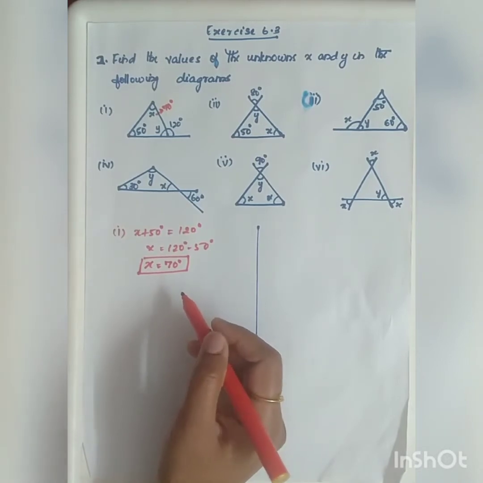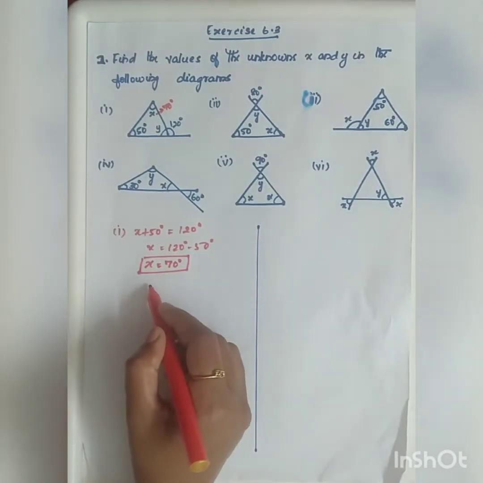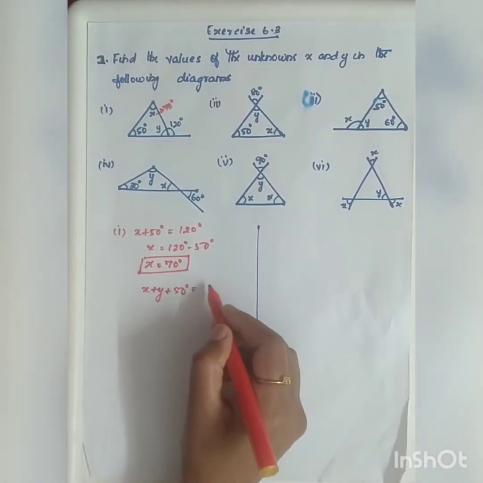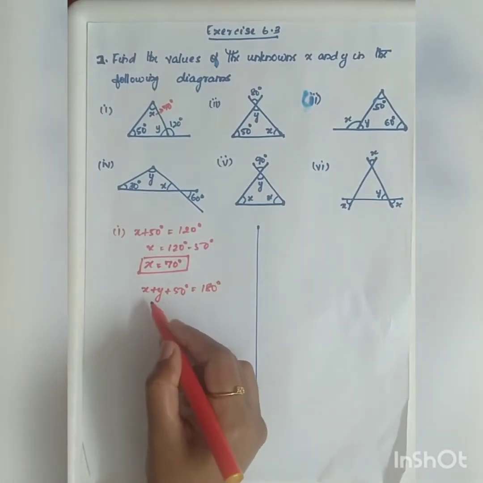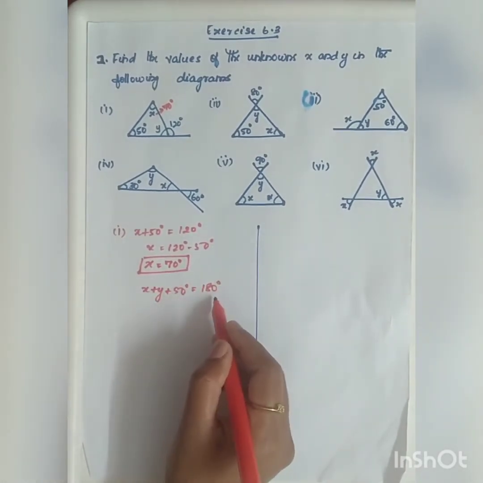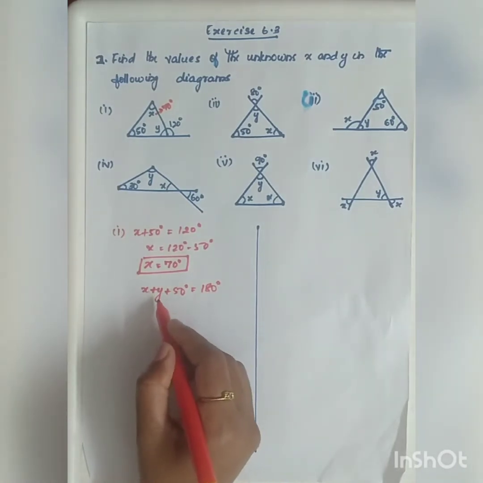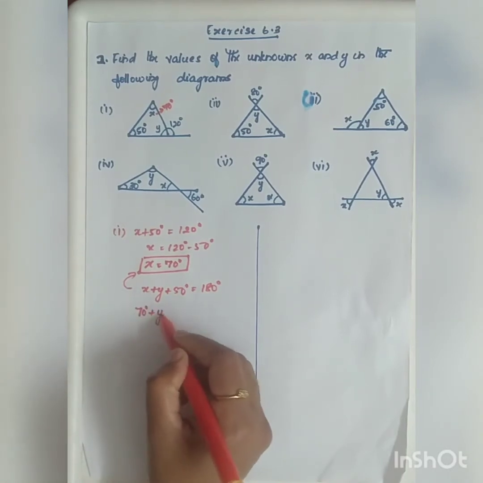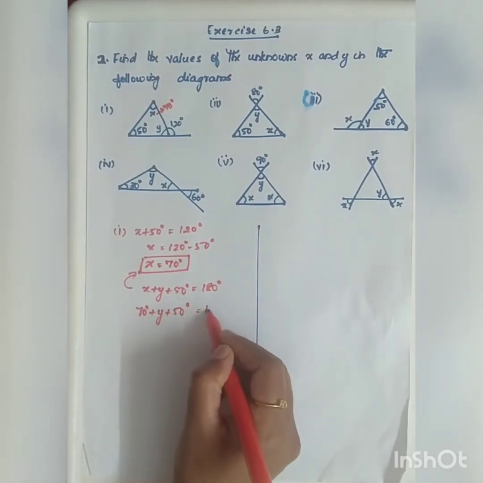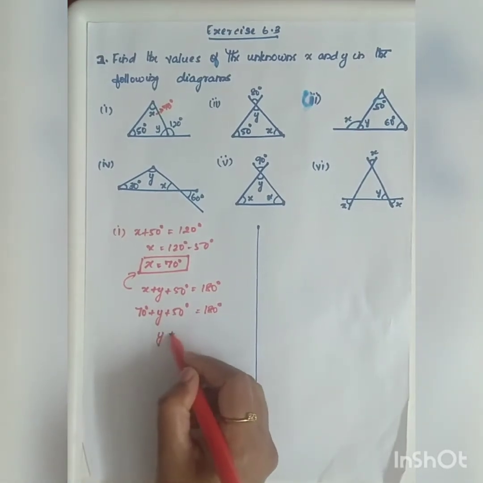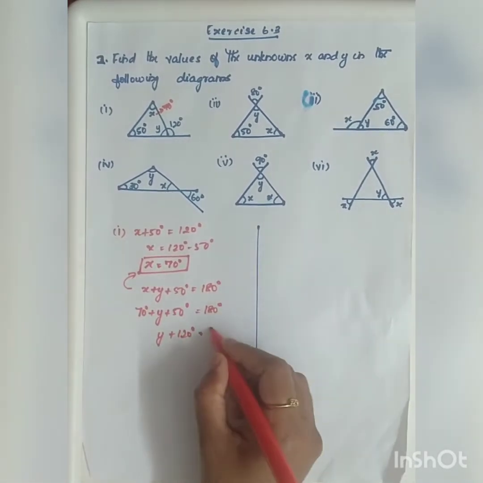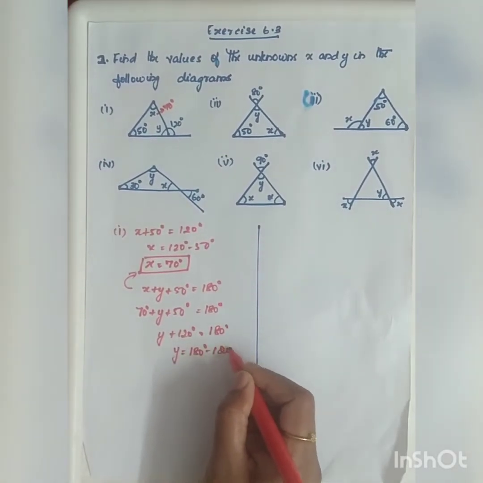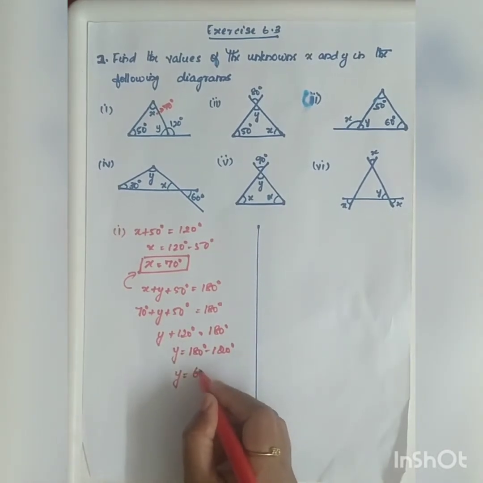Now we have got two interior angles, so we can apply the angle sum property. So x plus y plus 50 degrees is equal to 180 degrees. The sum of the angles interior to the triangle is equal to 180 degrees. We have already found x is equal to 70 degrees. So 70 degrees plus y plus 50 degrees is equal to 180 degrees. Therefore y plus 120 degrees is equal to 180 degrees. Therefore y is equal to 180 degrees minus 120 degrees, which is equal to 60 degrees.